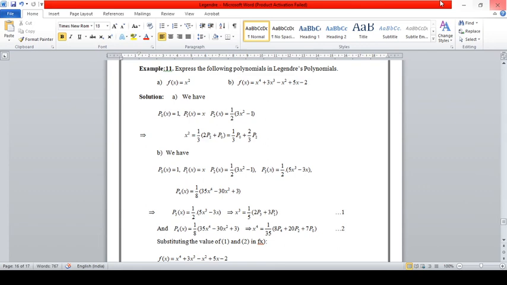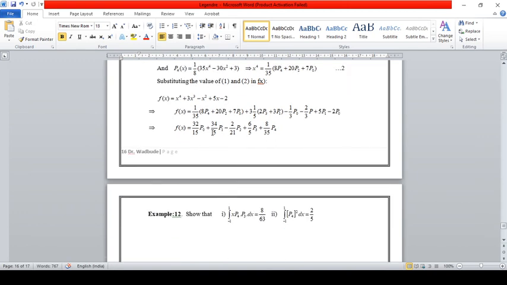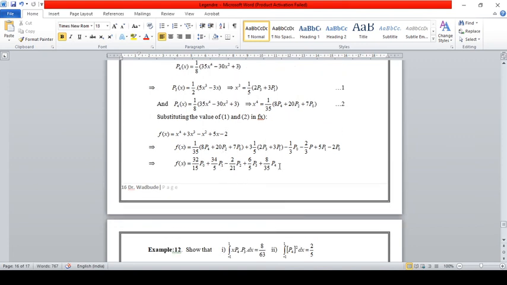Now the second part again. We have the value of P0(x) equal to 1, P1(x) equal to x, P2(x) equal to 1 upon 2 thrice x square minus 1, P3(x) equal to 1 upon 2 into 5x raised to the power 3 minus thrice x, and P4(x) equal to 1 upon 8 into 35x raised to the power 4 minus 30x square plus 3. From the last part find out the value of x raised to the power 4, and from this find the value of x raised to the power 3. From this x square, this is the value of x and this is the value of 1. Substitute here sequence wise, and we obtain this function f(x) is equal to this. This is the expansion in Legendre polynomials.